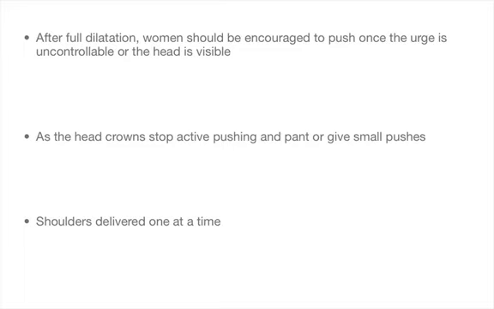As the head is crowning, that is, it's extending and the largest diameter is coming through the vulva, it's a good idea to ask women to stop pushing actively so that the head does not come through the vagina precipitously and cause tearing of the perineum, and she should be encouraged to pant or just give small pushes. After the head is delivered, it will restitute back to being OT and in line with the shoulders, and the shoulders will be delivered either anterior or posterior first, but one at a time.